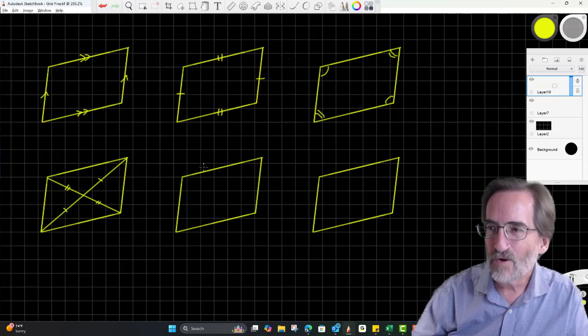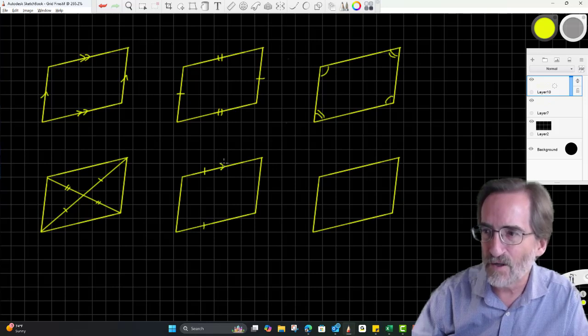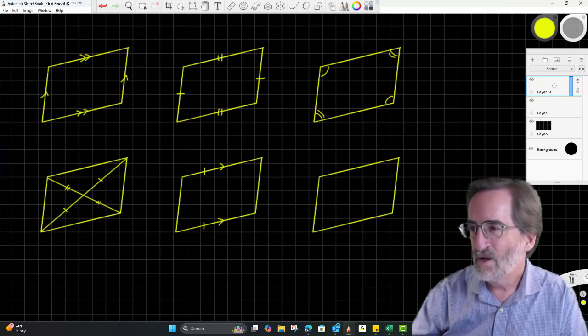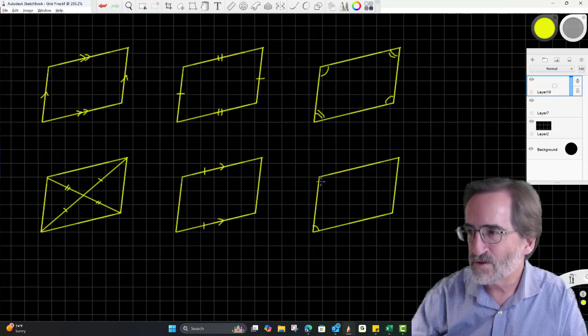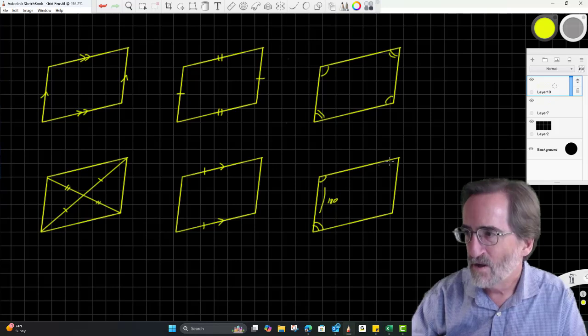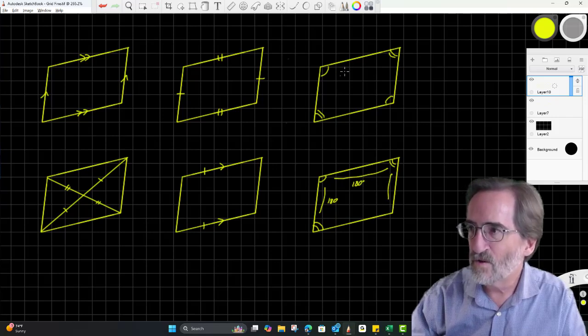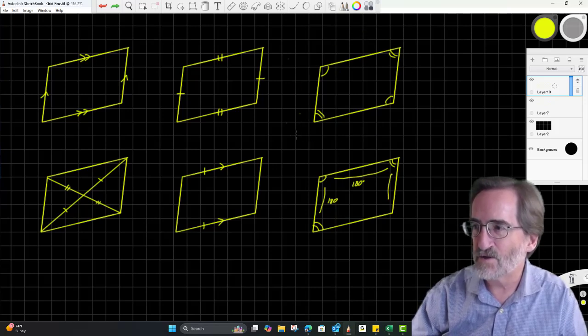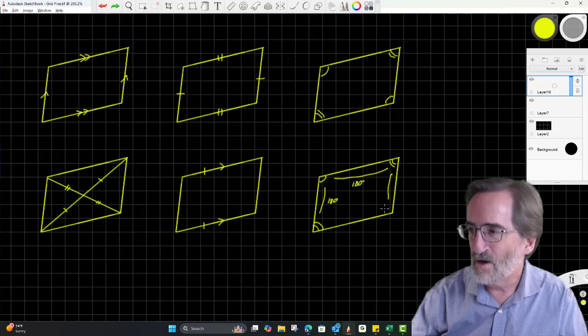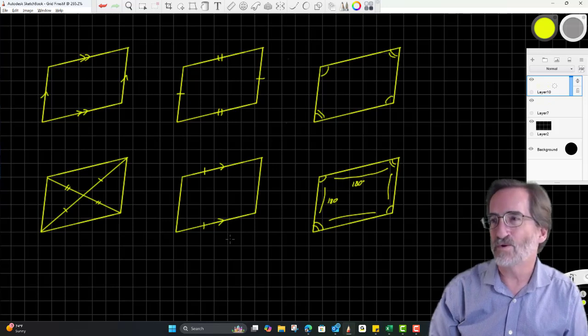Okay? There's one more that the unit doesn't really mention that I noticed, and that is if one pair of sides are both congruent and parallel, you've got yourself a parallelogram. But also if the adjacent angles are supplementary, that is, add to 180, then you've got yourself a parallelogram. This can really be thought of as a corollary to this one right here, if opposite angles are congruent. Because if adjacent angles are supplementary, they add to 180, then the opposite angles are necessarily going to be congruent. It can be proven.